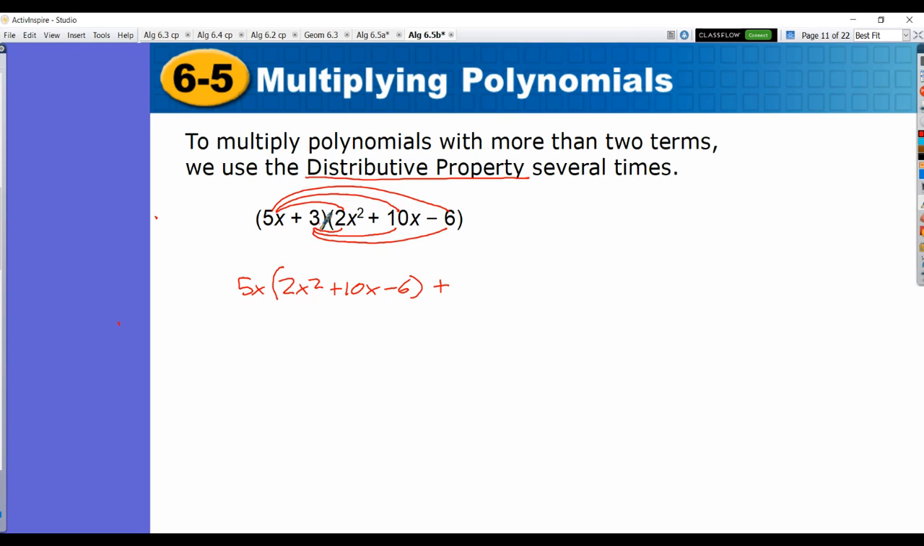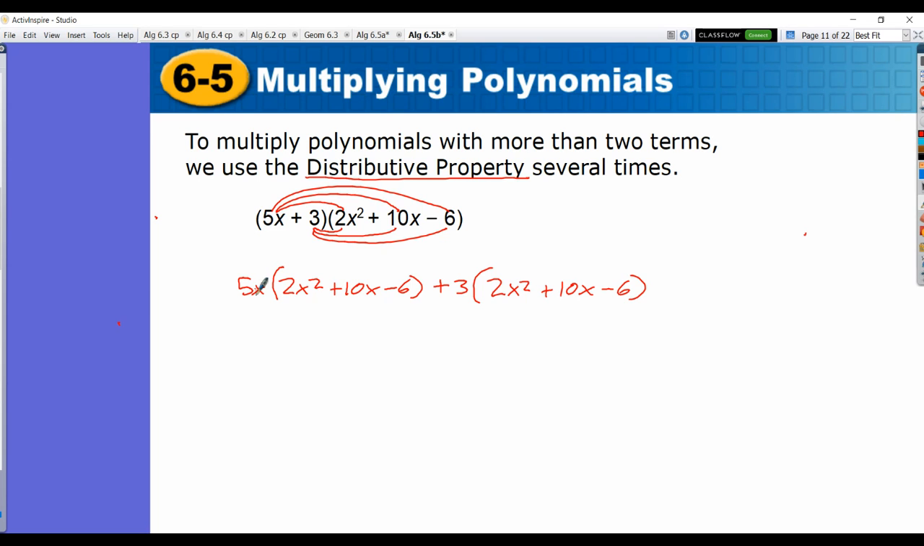And next I'm going to show my distributive property with the 3. So I'm going to put 3 there, open parentheses, same thing. Put everything over here inside your parentheses. So 2x^2 plus 10x minus 6. All right, close it up. And this is what we have to start with.